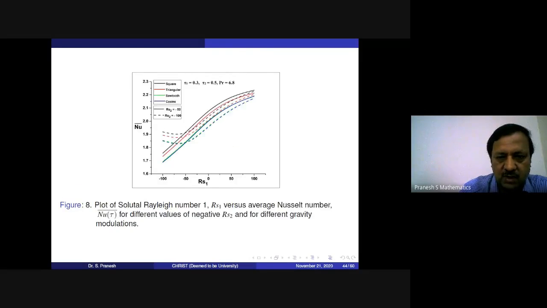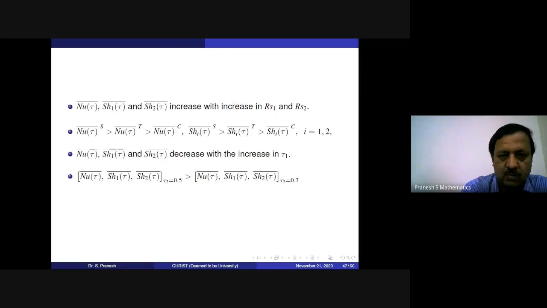So we observe that these are the different graphs that we plotted, and we observe that Nu, Sh1, Sh2 increase with Rs1 and Rs2. Whatever the case we take, from above or below, it increases. The Nusselt number increasing means the heat transfer will increase, and mass transfer also increases when you increase the concentration of solute 1 and 2.